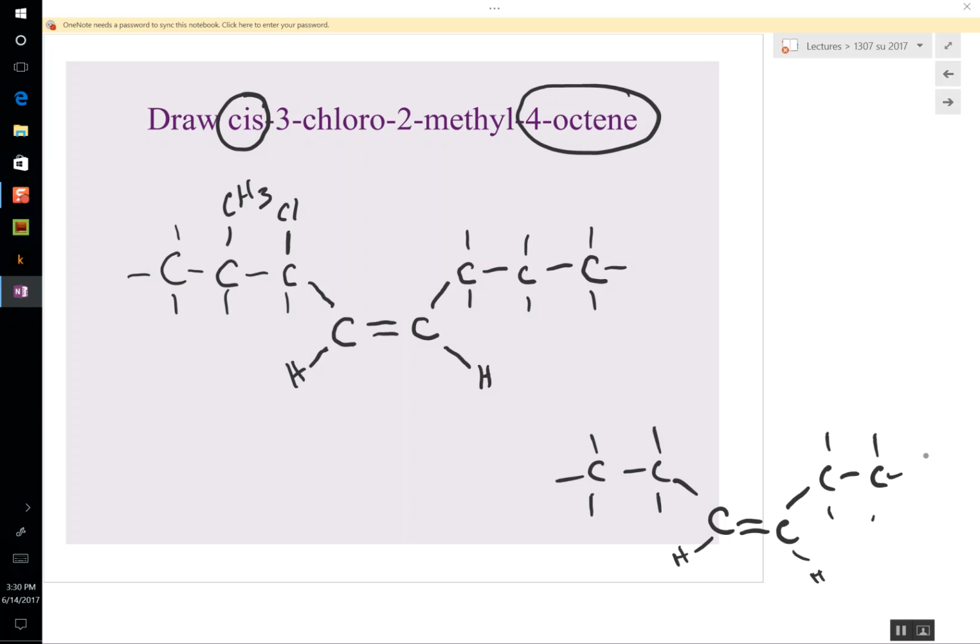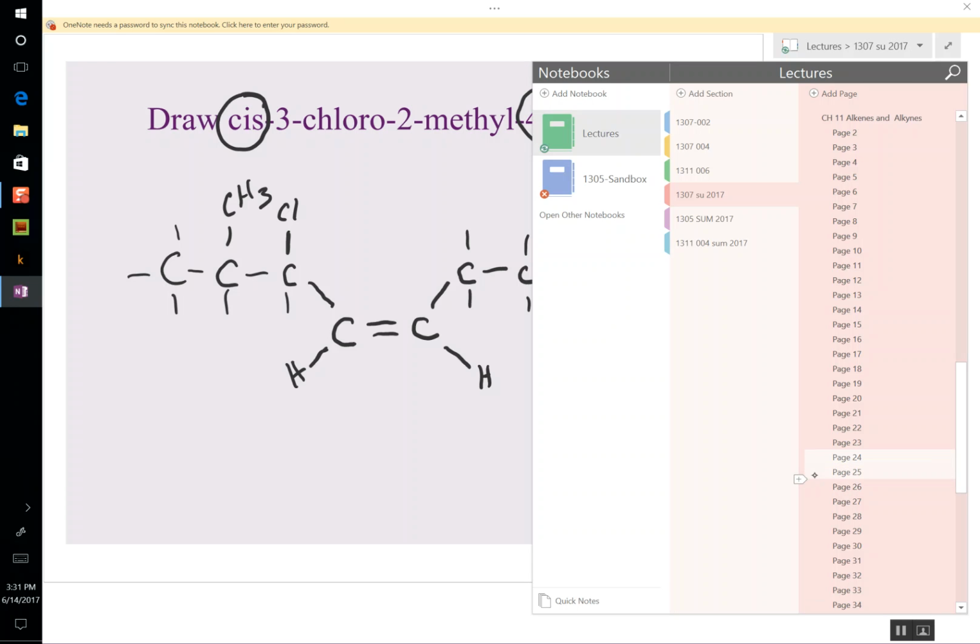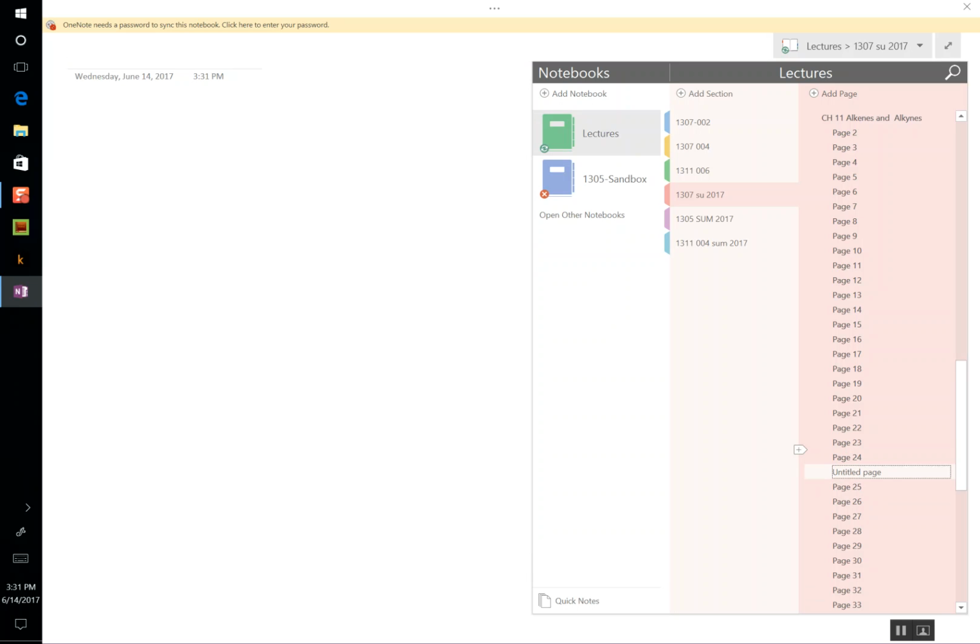Okay, so what you should be able to do so far, I think, is problem number 1. Problem number 2, I think. Let me just make a couple comments about line and condensed formulas, and then I'll dismiss you.